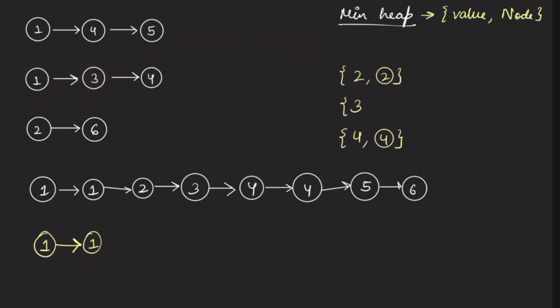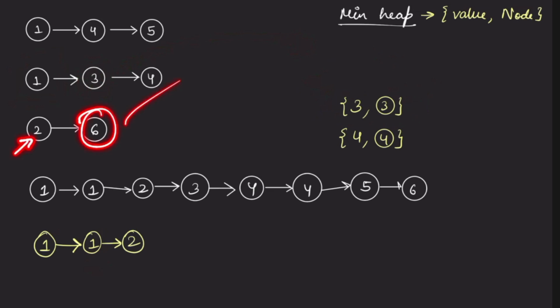So our min heap will become 3 comma the node 3, right? Now what is the minimum? It is 2. So we will take 2 out and we will create a new node here, that is 2, right? This 2 was this node, its next is 6. So now we will push 6 inside our min heap. So 6 comma the node 6, right?